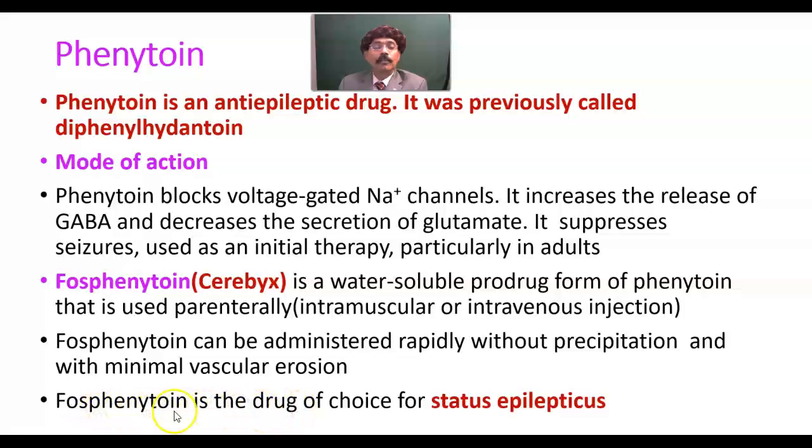Fosphenytoin is the drug of choice for status epilepticus. Status epilepticus is a life-threatening condition of continuous convulsion that needs very quick treatment, which is done by fosphenytoin. This is one of the most important drugs for status epilepticus. In status epilepticus, we also give diazepam, but fosphenytoin is the drug of choice as an anticonvulsant, along with others like diazepam.